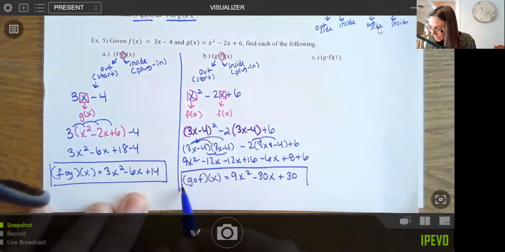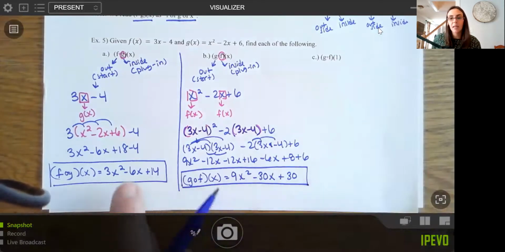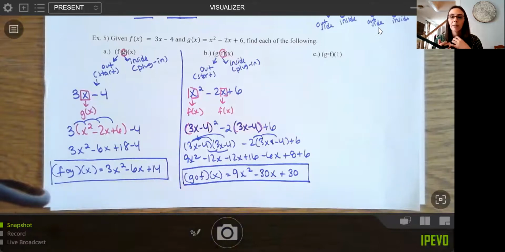Notice that those two functions are totally different, right? These are not the same thing. So you have to be really, really careful about the order that you're using. Make sure you have the correct outside and the correct inside function.